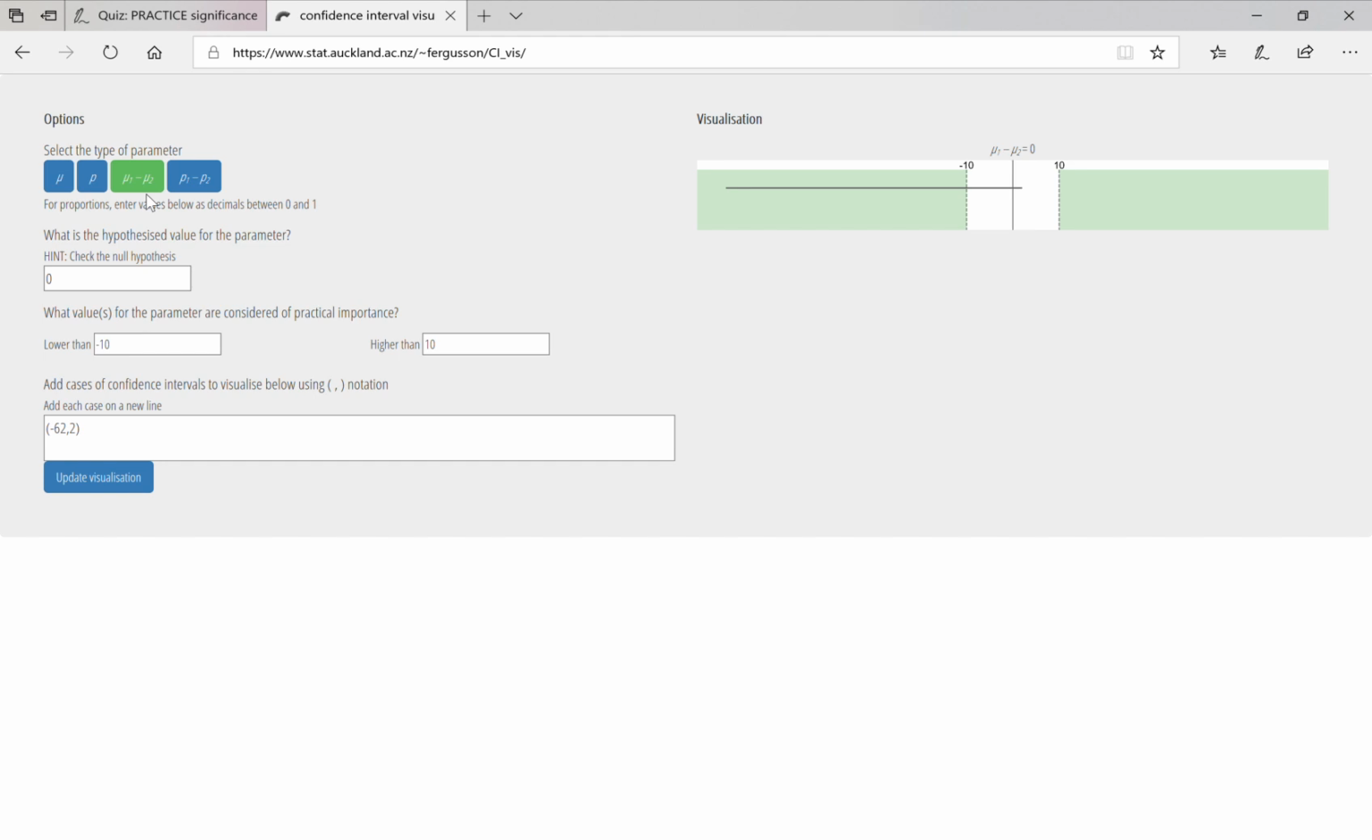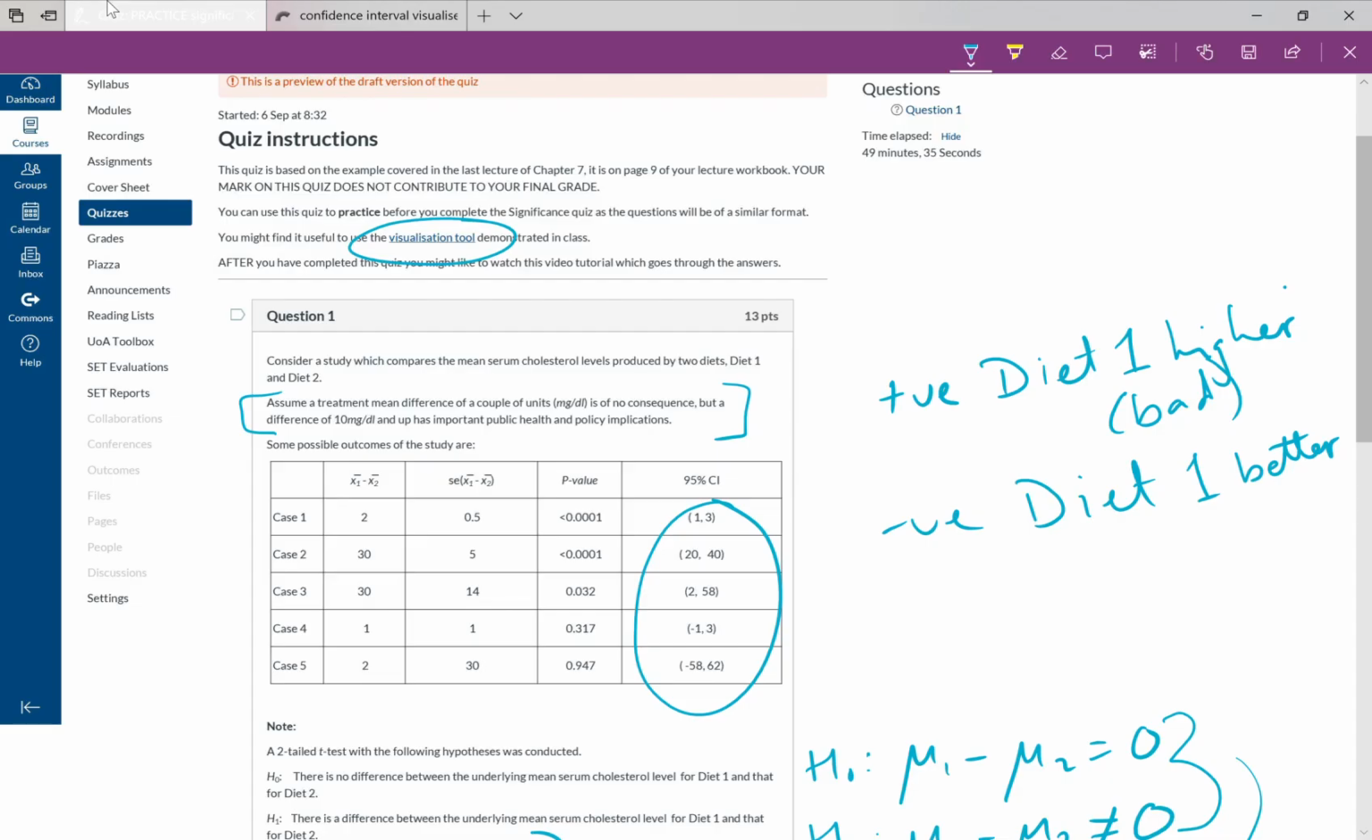Watch out for that one. You will need to change it if when you do the quiz you come up with a slightly different question than that. Hypothesized value, for us that's 0, so that stays as it is. For single mean and single proportion, we might often get a hypothesized value that is different from 0. It says there in the hint, check the null. Values of the parameter that are considered practically important, anything lower than -10 or higher than 10. So let's put in our confidence intervals.